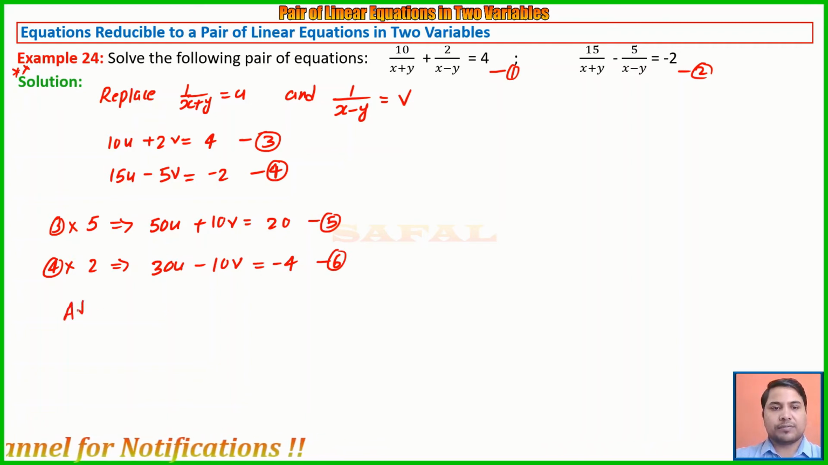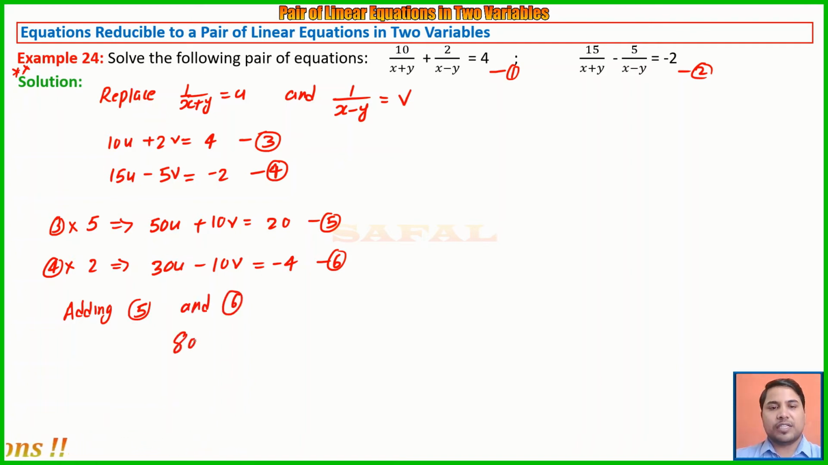So adding 5 and 6. If I add equations 5 and 6, what will happen? 50u plus 30u, that's 80u, plus 10v minus 10v will get cancelled. Right hand side 20 and minus 4 will give me 16. So the value of u is 16 by 80, which is basically 1 by 5. Now 1 by 5 I can use in any of equations 3 and 4 to calculate the value of v. So using u equals 1 by 5 in equation 3.